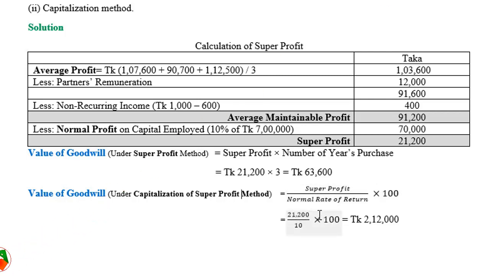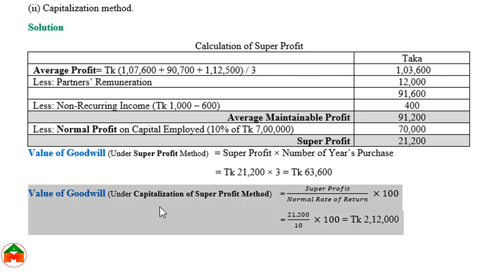Here the super profit is 21,200. Normal rate of return is 10. If we divide and multiply the result by 100, then we will get the value of goodwill under the capitalization of super profit method. So this is the value of goodwill under capitalization of super profit method.